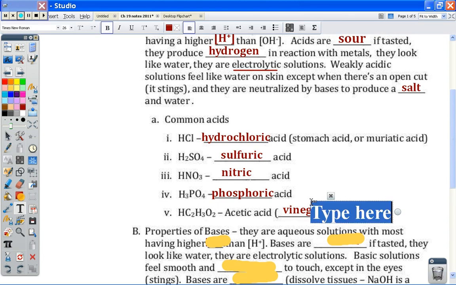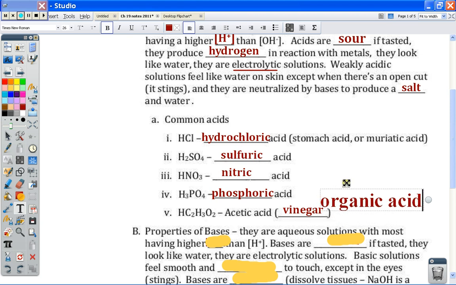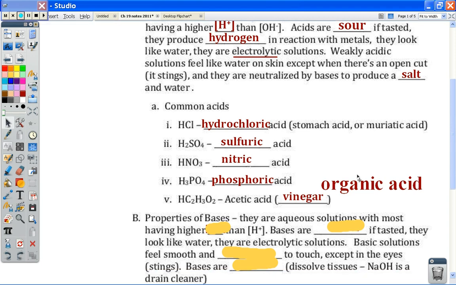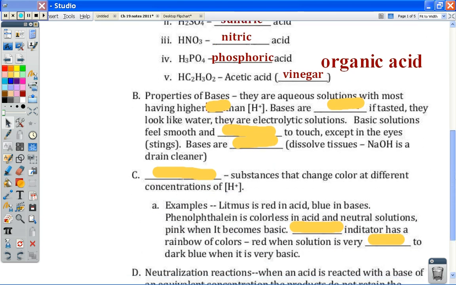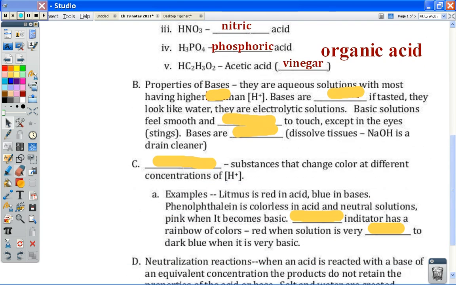This is an organic acid that is made from this guy right here, the C2H3O2, which is an organic group. It's acetate, that's a polyatomic ion. Okay. The properties of bases, they are also aqueous solutions.